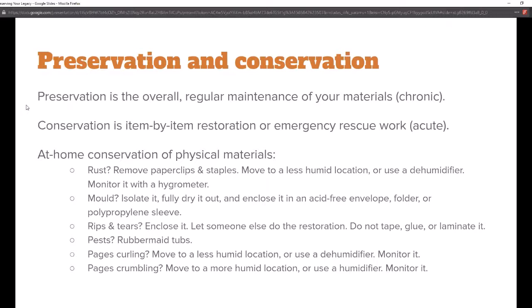If you have something that's ripped in half, do not try to restore it. Just put it in an envelope and mark it as fragile. Don't laminate it, don't glue it, don't put tape on it. Someone else will do it if it's important.